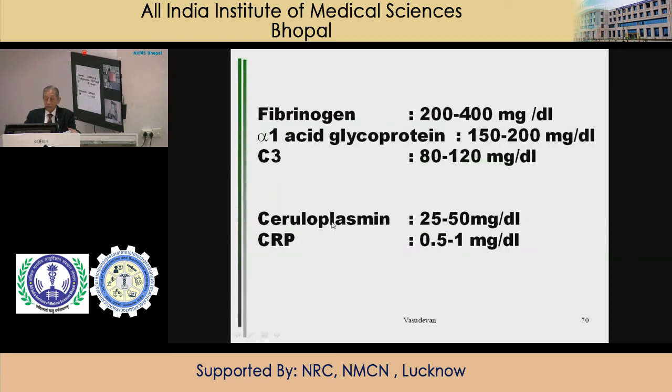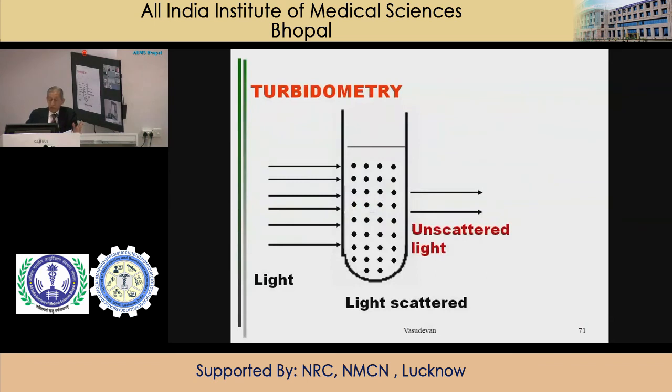Take some of these, like fibrinogen, which are in milligram quantities; that can be done by turbidometry. Whereas some other substances, such as ceruloplasmin, are present in very low quantities in the blood, and that will need more sensitive techniques, such as nephelometry.